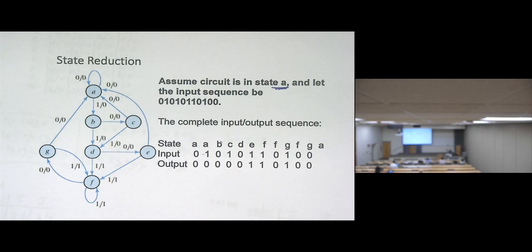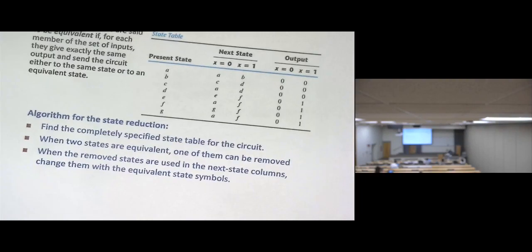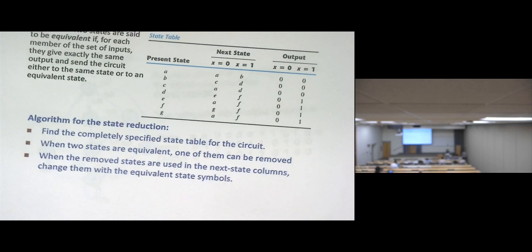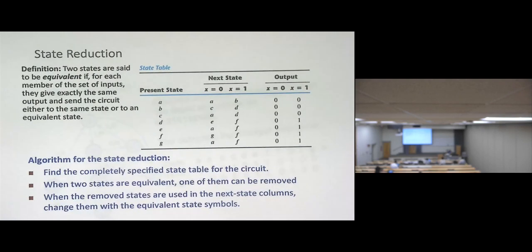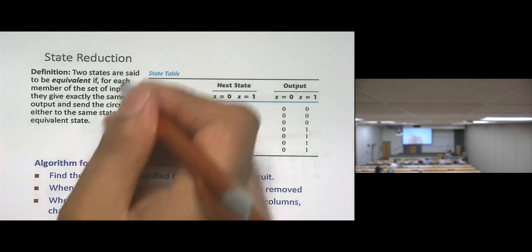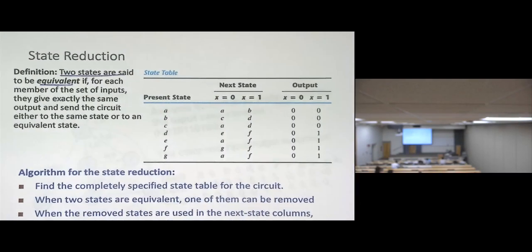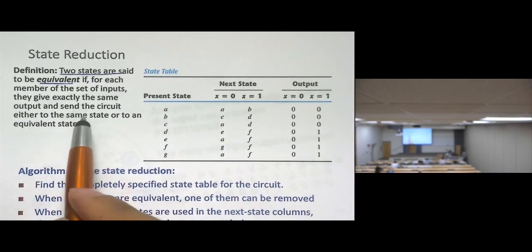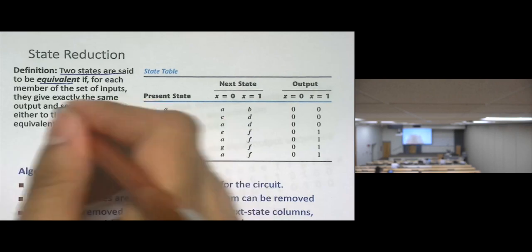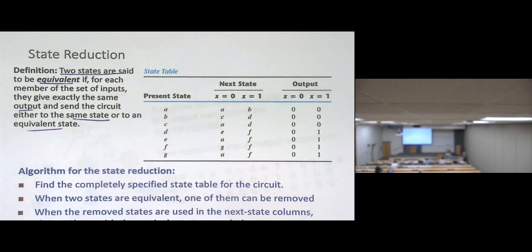So let's talk about this one. When can I make a state reduction? By removing or replacing one state by another. We can say two states are said to be equivalent if, for each input, they give exactly the same outputs and go to the same or equivalent next states.